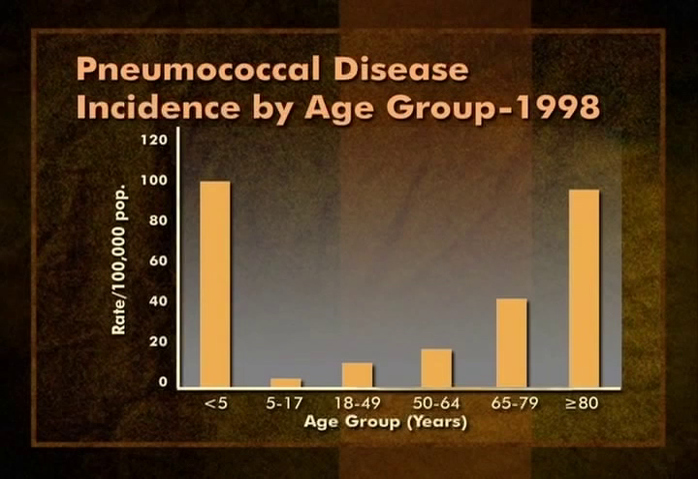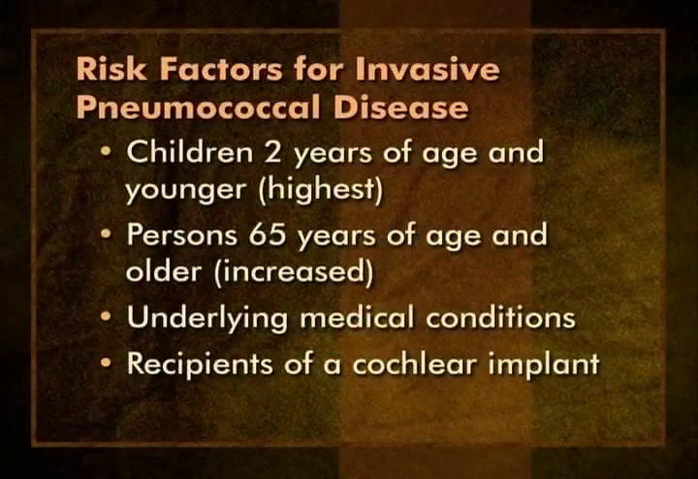After age 49, the incidence of pneumococcal disease rises steadily with increasing age. Although pneumococcal infections occur in healthy persons, there are medical and other factors that increase the risk significantly. Age is an important risk factor for invasive pneumococcal disease. Children 2 years of age and younger are at highest risk. Persons 65 years and older are at increased risk, although the rates overall in this age group are less than half that in young children.